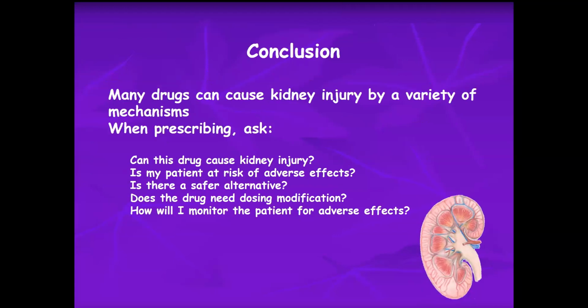So in conclusion, many drugs can cause kidney injury by a variety of mechanisms. When prescribing, ask: can this drug cause kidney injury? Is my patient at risk of adverse effects? Is there a safer alternative? Does the drug need dose modification? How will I monitor the patient for adverse effects?